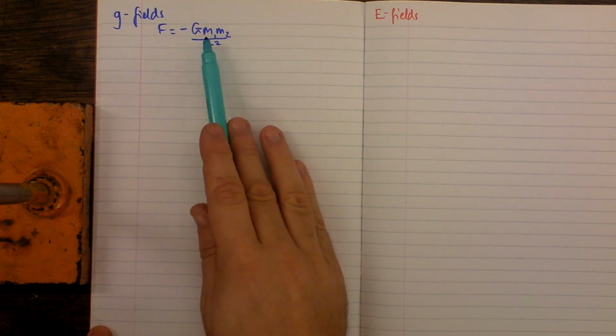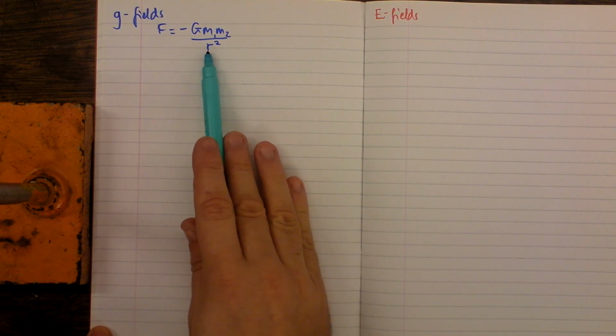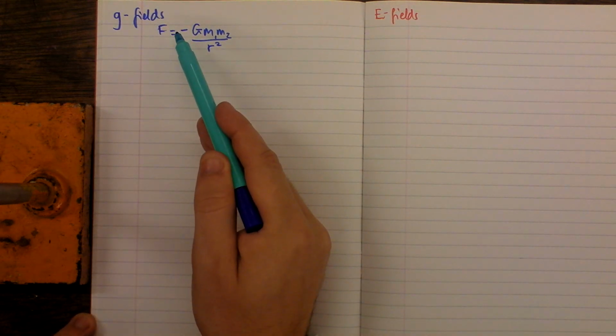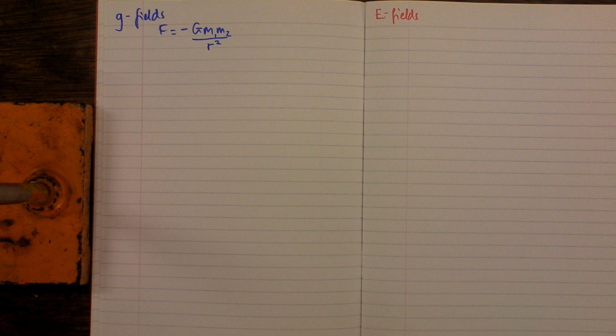This is the size of the force, these are the two masses involved, and this is the distance between them squared. This minus sign means that this is always an attractive force. Unless there's something significantly different about the universe we haven't yet discovered, gravity is only an attractive force.